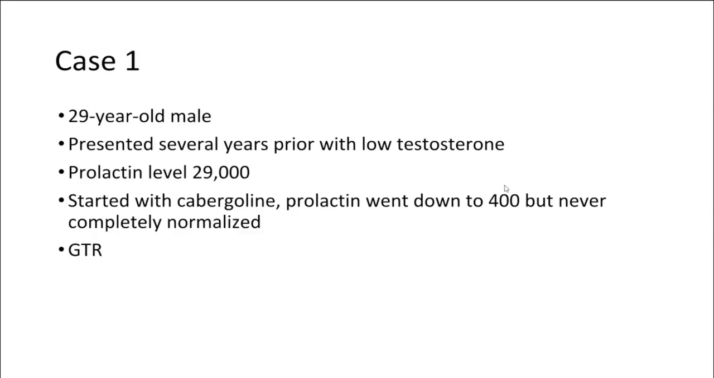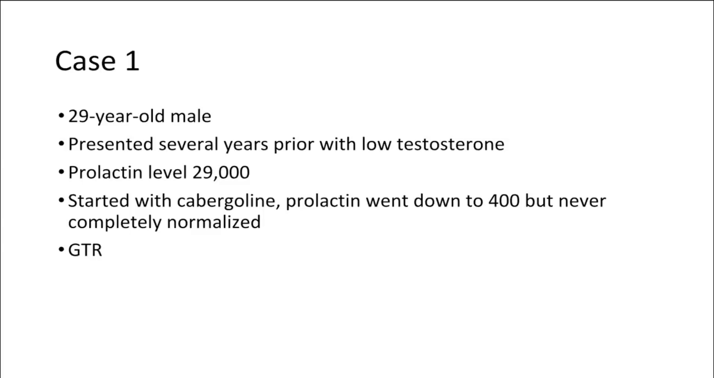All right, so with that introduction, let's now go into the cases. We have the first case, which was a 29-year-old male, presented for several years with low testosterone, had some symptoms, and then was evaluated, and they found a prolactin level of 29,000, which is very high. The upper level of normal in some ways for adenomas is maybe 125. But this is 29,000, so this is almost diagnostic of a prolactinoma from the clinical side.